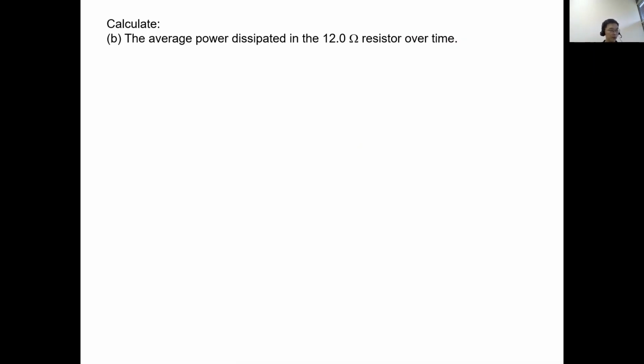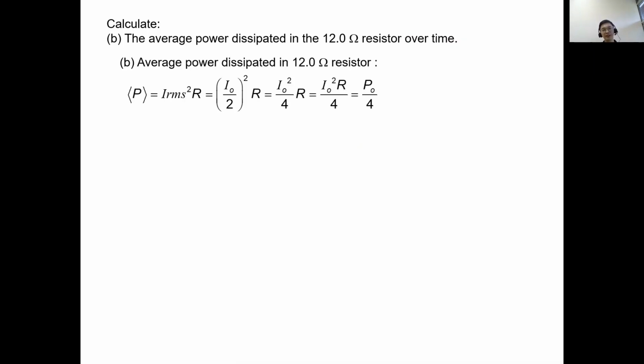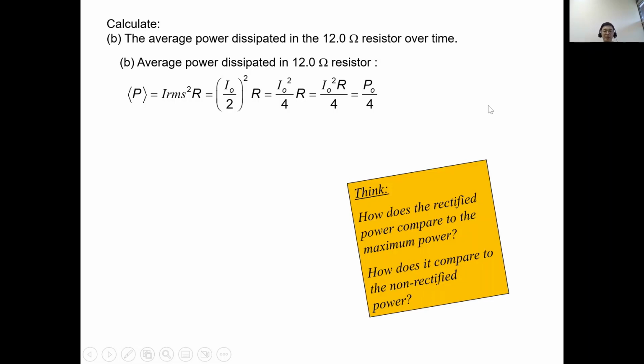If you want to find the average power, now it's easy. It's just the root mean square value squared times R. Since we know that the root mean square value is I0 over 2, if you square it, you get I0 square over 4, times R. If you recombine, you get I0 square R, which is the max power P0, over 4. So in the rectified circuit, the average power you get is a quarter of the peak power.